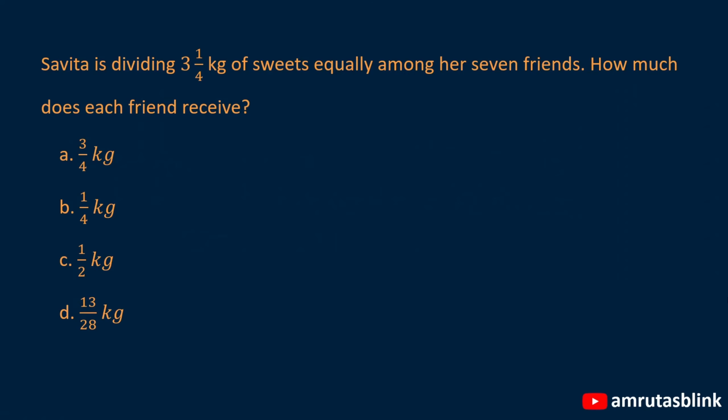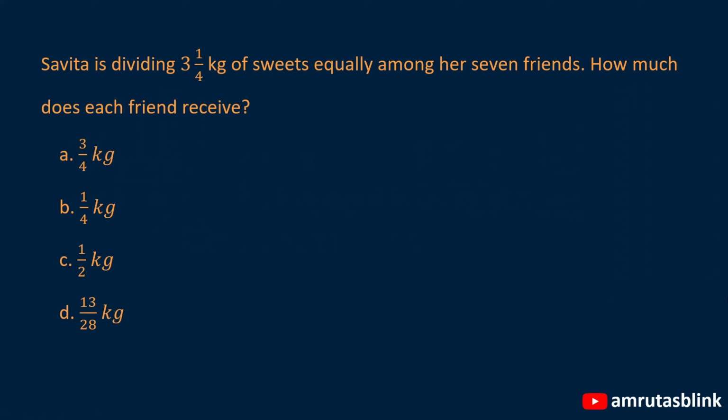Write the correct one. Savita is dividing 3 1/4 kg of sweets equally among her 7 friends. How much does each friend receive? Now let's assume that she has 1 kg of sweet and it is to be divided among her 7 friends. Then how much will each friend receive? In order to solve this problem, we simply take 1 kg as the numerator and divide that 1 by 7.